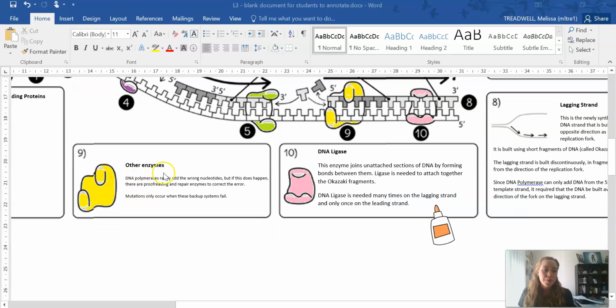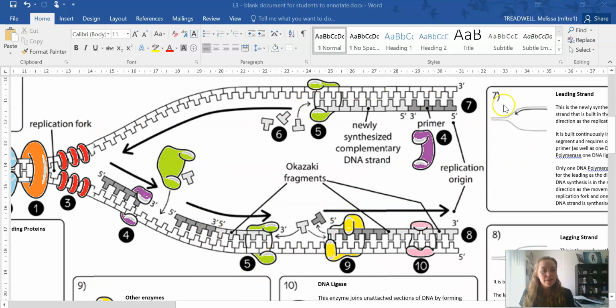And so it says DNA polymerase, remember it's the builder, the guy that's building our complementary strands, rarely adds the wrong nucleotides, but sometimes instead of matching an A with a T, it might match an A with a C. So if it does happen, there are actually proofreading and repair enzymes that correct this error. So there are enzymes that go back and check DNA polymerase's job. Mutations will only occur if this backup system fails, but we do have that backup system, which is great. So that's looking at all of the enzymes and their role.